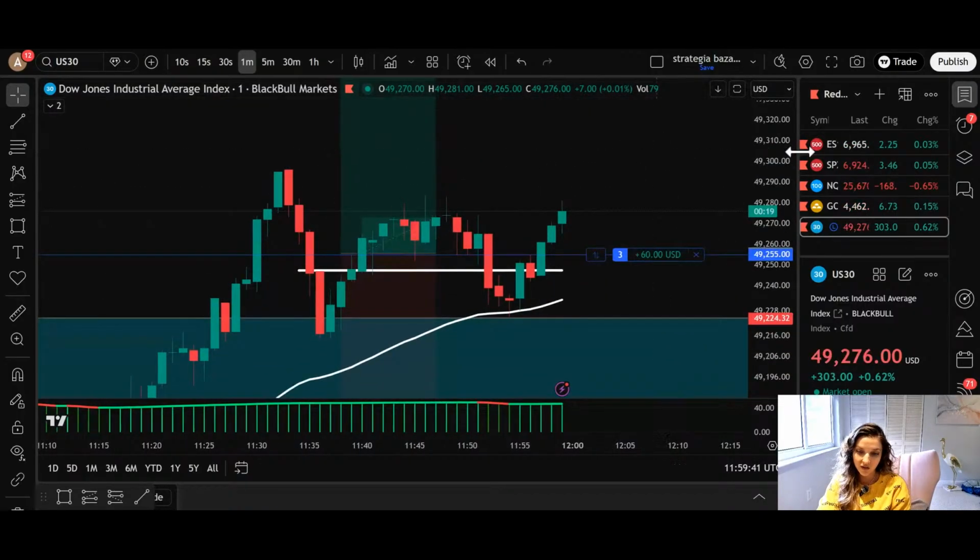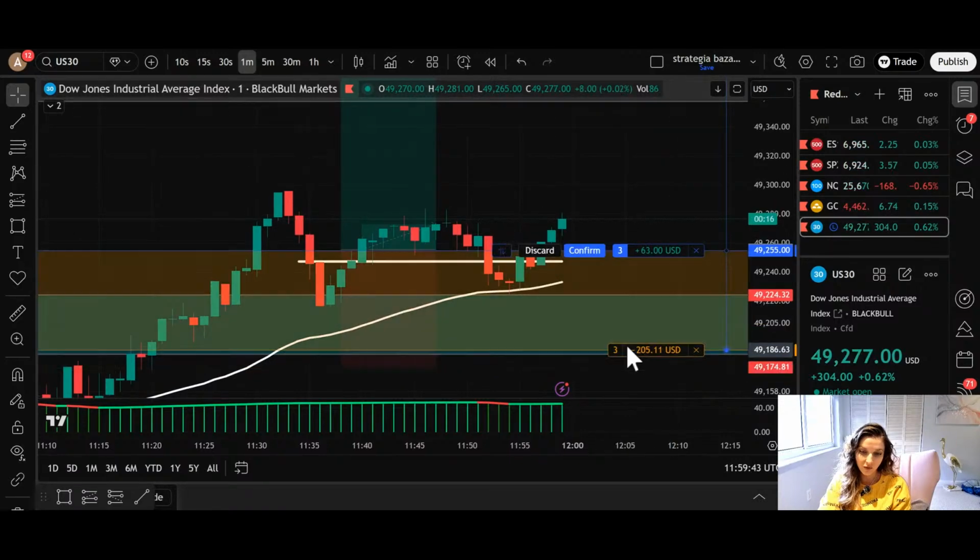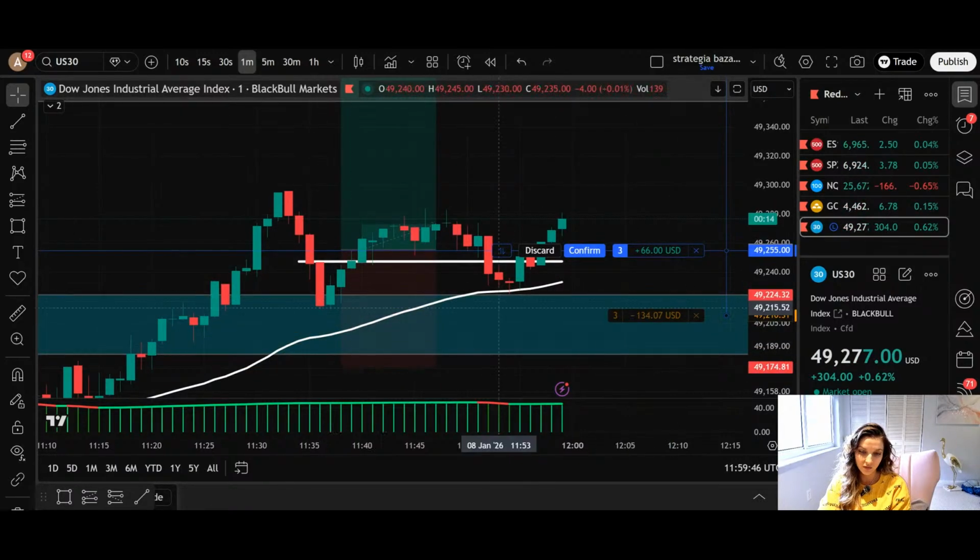At this point, guys, I'm gonna move my stop loss below EMA right now, below this and below EMA.